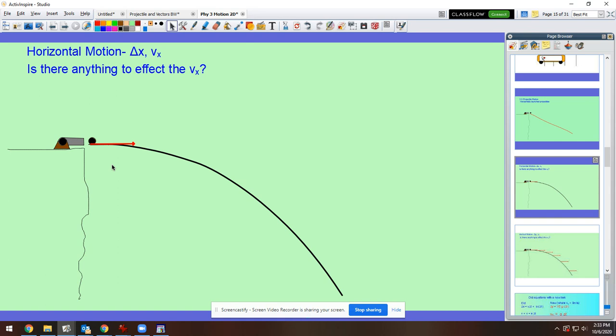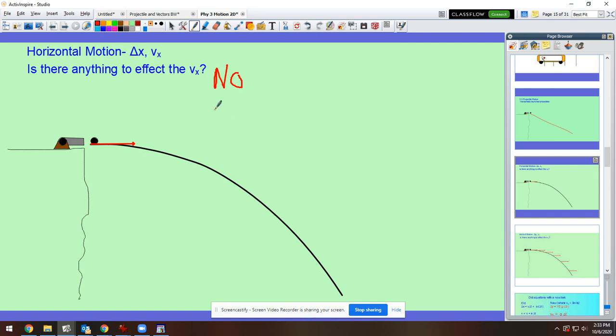Now, if you tell me, well, the cannon pushes on it. Well, once the cannonball leaves the cannon, there's no more pushing. It's done. Its job is over. So there's really nothing, if you ignore air resistance, there's nothing to affect the horizontal flight of the cannon. So, no.